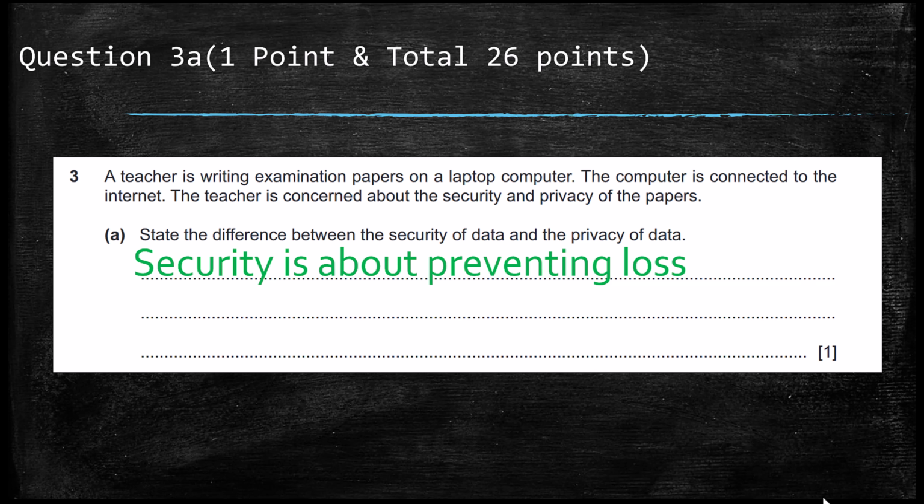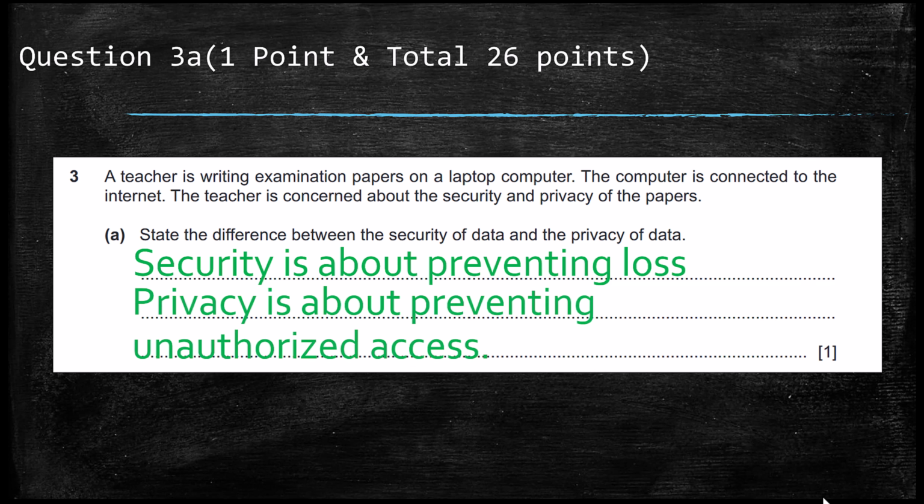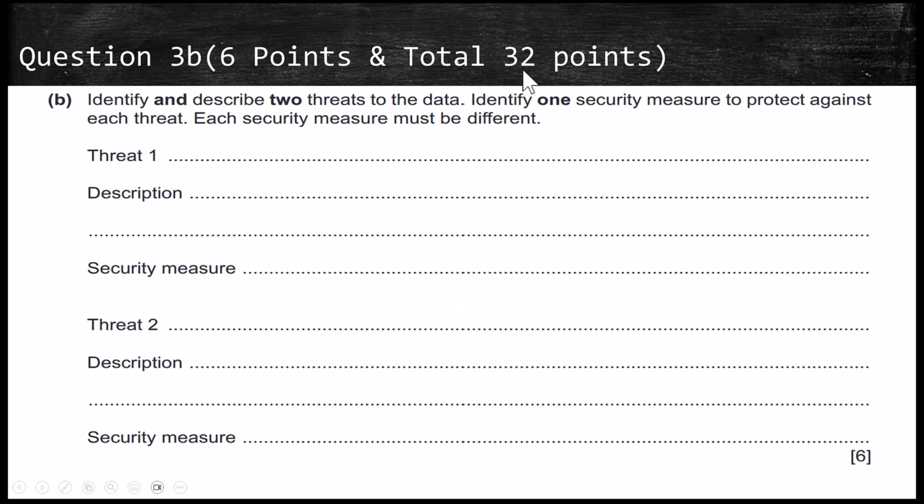Now, when we talk about the privacy of data, we're talking about preventing unauthorized access, somebody who should not be accessing the data. Now, in this case, the teacher is the only one with permissions to access the data. Anybody else would be an unauthorized user. And that brings us to the next part.